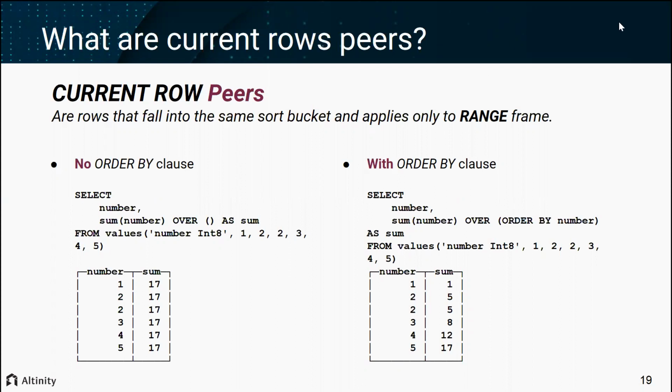So if you look at the result of this query, you see that for each current row, the sum is different. For example, when you have twos, there are three twos, so for that row, the peers will be 2, 2, and 2, plus the previous row, so it will be 5, and so on. Knowing the concept of current row peers is important when you use range frames. You just have to be aware that whatever rows fall in the same sort bucket are considered to be the peers of that current row.